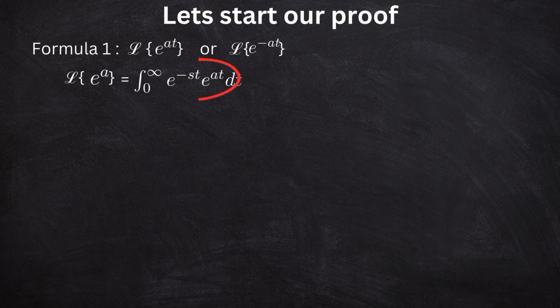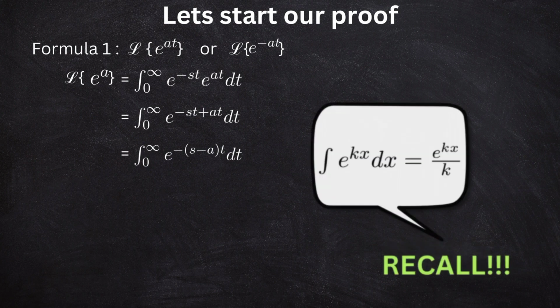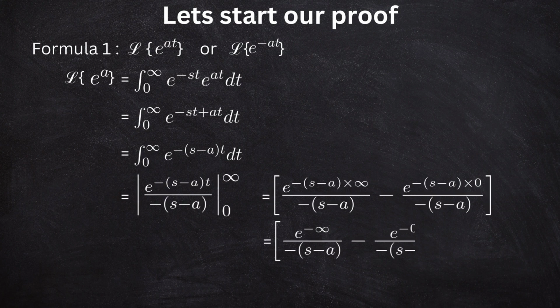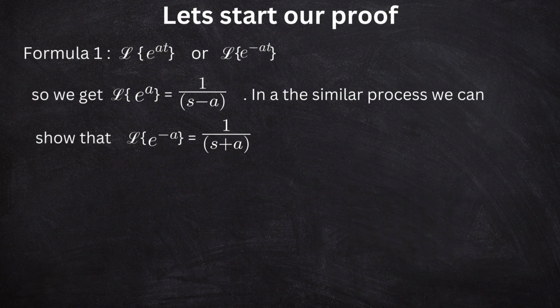Now we can write this part as this. Now taking minus t out of the brackets we get an expression similar to this. After that, we need to use this integration formula and we will get to this part. After putting the higher and lower limits to the variable and simplifying a little, we will get to our desired solution. That's how we find the Laplace of e to the power at is 1 by s minus a.